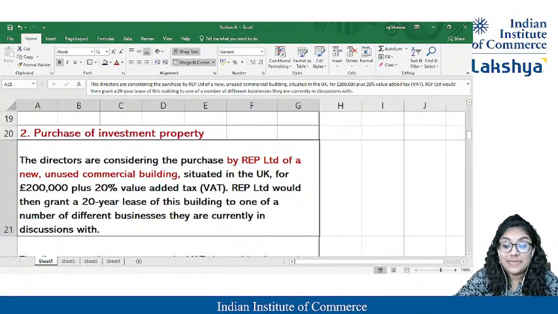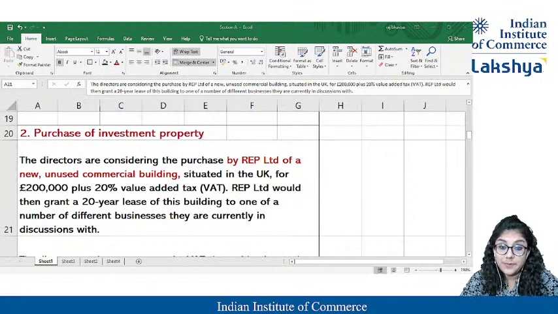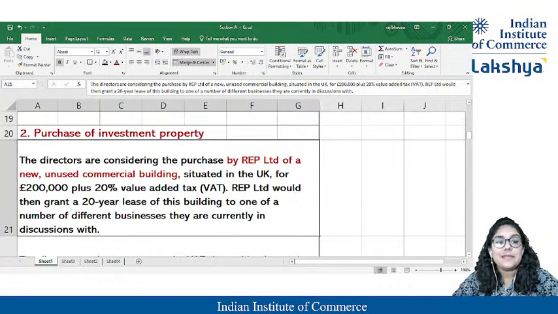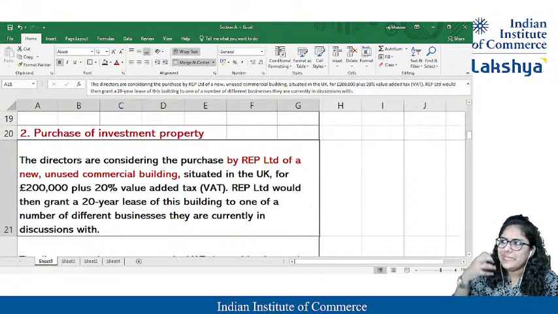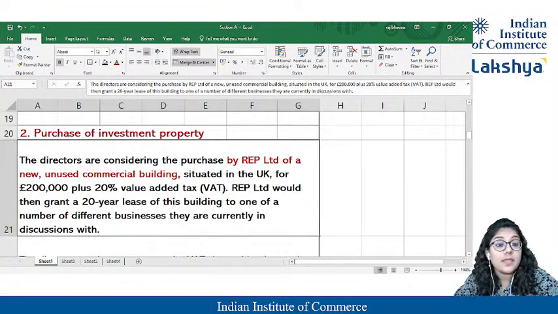Guys, we should know by now that the VAT rate is 20%. It's obvious, it's 20%. So it is situated in UK for £2 lakh plus 20% VAT. REP Limited would then grant, they have already purchased the building, now they want to give it on rent. So REP Limited would then grant a 20 years lease of this building.